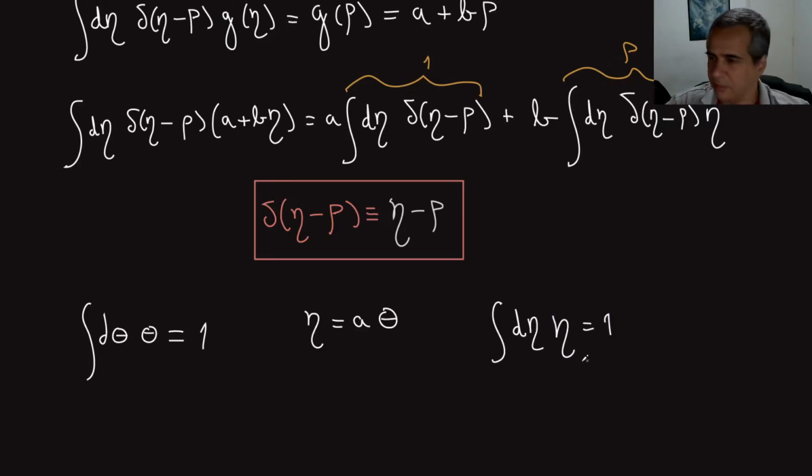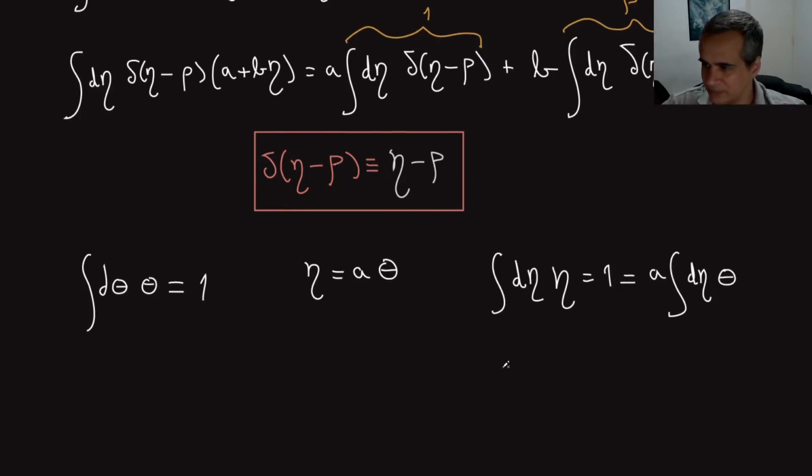So that means that in terms of theta, let's change just this part. This is d eta of a theta, and I want to satisfy that this is 1 at the same time that this is 1. That means that my d eta needs to be 1 over a d theta, because then if I substitute this here, the a's cancel each other and d theta of theta is equal to 1.